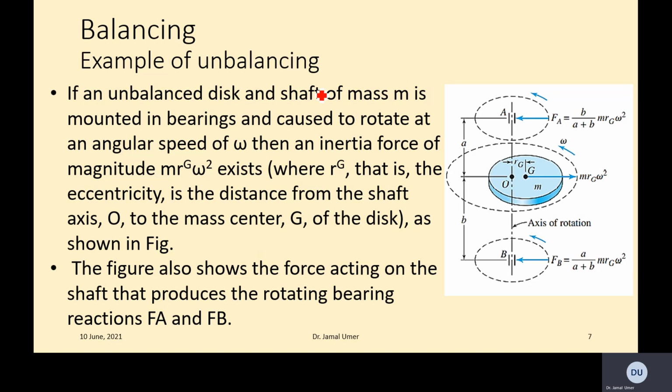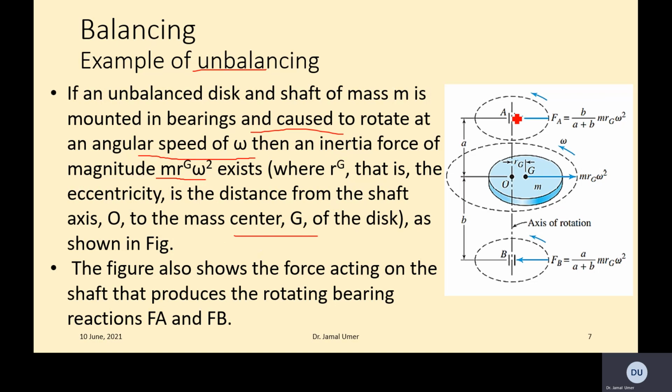All right, so this is one of the examples of unbalancing. If an unbalanced disk of mass M is mounted in a bearing and caused to rotate at an angular speed of omega, then an inertia force of magnitude m r omega square acts, where r_G is the eccentricity, the distance from the shaft center O to the mass center G of the disk, as shown in the figure.